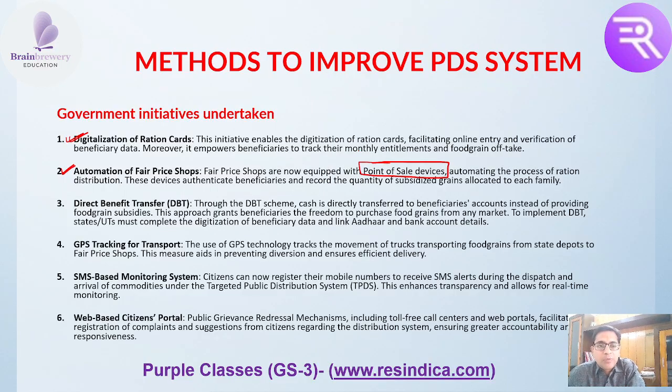Okay, so this automation will tell how much food is allocated and which family is taking how much food. Based on that, the central government will have full data on which fair price shop, from where, the people are taking more food, which fair price shop is working properly, and from which fair price shop the proper food is not being offloaded.